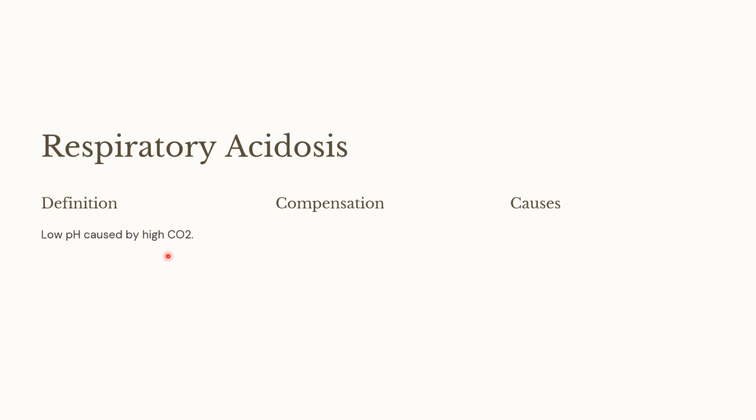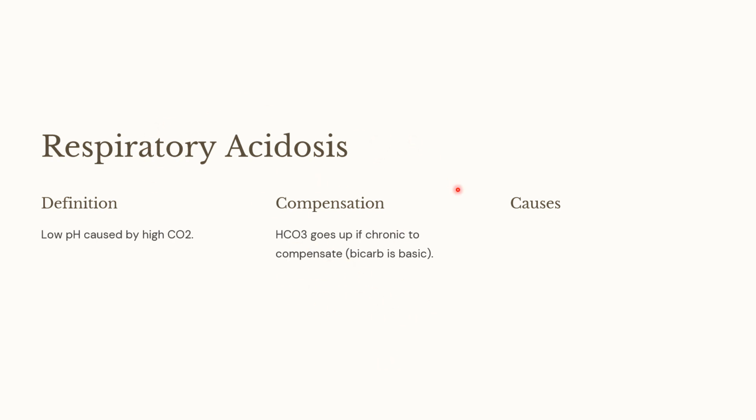So here the primary defect is high carbon dioxide, therefore respiratory acidosis. And therefore the compensation is from the bicarbonate. Bicarbonate will go up if it is chronic, to compensate, because bicarbonate is basic. We will see about the chronic and acute stages later.